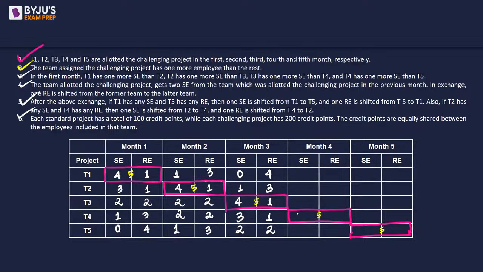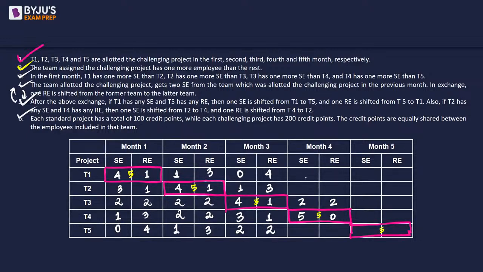Okay. Same अब 4, 1 से अब next shift करना है. This is supposed to be 3, 1, right? But we'll repeat. 4th and 5th repetitive है. The team allotted the challenging project gets 2 SE. So 4 में से 2 आ जाएगा तो 2 बचेगा और 3 का 5 हो जाएगा. And one RE has to be shifted. So T4 has one RE, which is 1. तो वो उधर shift कर देगा, ये 2 कर देगा, इसको 0 कर देगा.